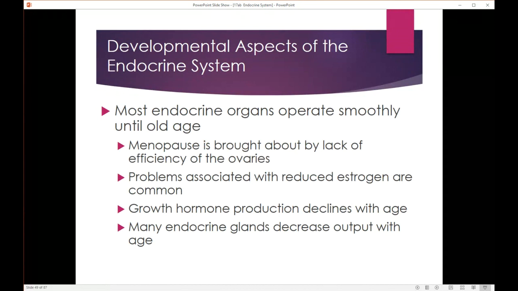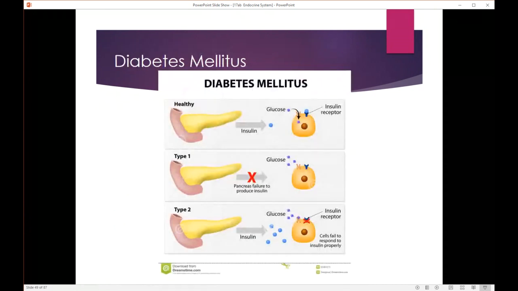Most of our endocrine organs do operate pretty smoothly until old age. However, there are some issues. For instance, menopause. Menopause is brought about by the lack of efficiency of the ovaries, and we get problems associated with reduced estrogen, like hot flashes. Growth hormone production is going to decline with age, as we're no longer growing taller. We're no longer building functional muscle mass, hence the reason that we should be exercising throughout our lifespan. And many endocrine glands are going to decrease their output with age.